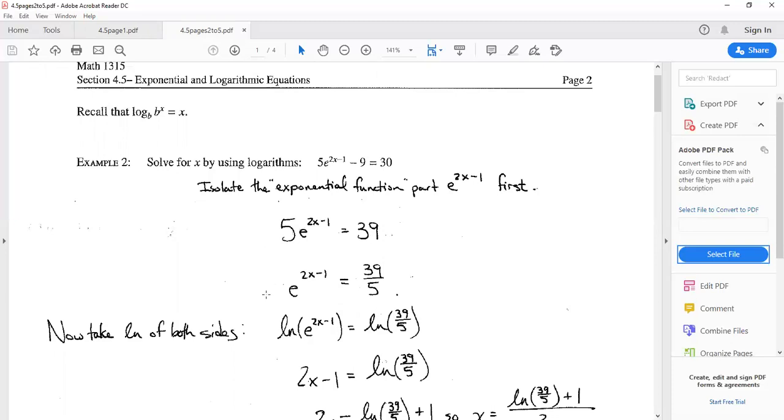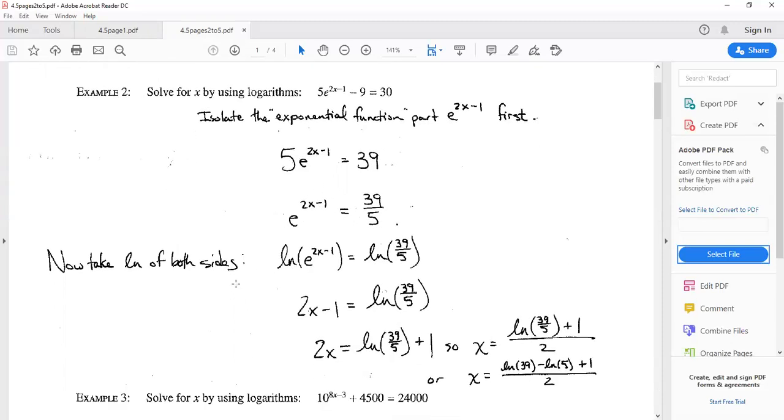And now with the exponential function isolated, I can take the logarithm of both sides to cancel out this exponential function. So I will choose log base e since I have base e over here. And I also just prefer natural log whenever I can use it. So here we go. We have natural log of e to the 2x minus 1 equals natural log of 39 over 5. But natural log is the inverse function of e to the stuff. So these two operations cancel, and we're left with just 2x minus 1 equals natural log of 39 over 5.